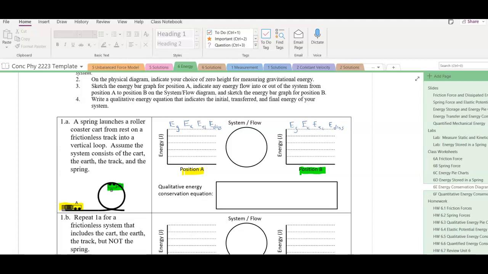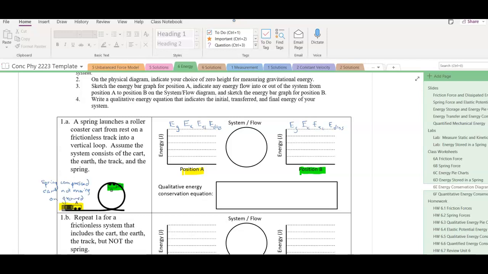Okay, so in our first example, we're looking at a toy roller coaster, and the cart of the roller coaster has been pushed against a spring. So right now the spring is compressed. The cart is not yet moving, and right now it is on the ground, right? It has no height.